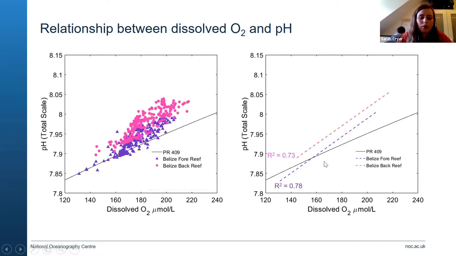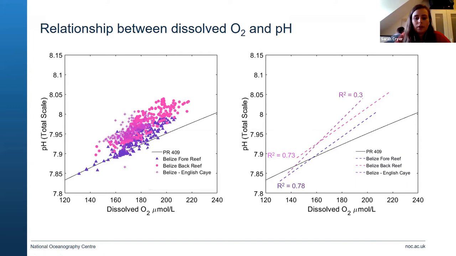And then we can add in the Belize back reef and we see that it kind of just sits in the same place, but offset. It has a slightly lower R squared, but we're still seeing a strong relationship between pH and oxygen. And then we can look at the Belize English Key site. This has a much lower R squared. There's not very much of a relationship at all between the pH and oxygen here.